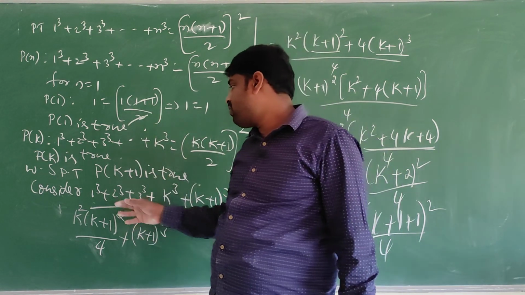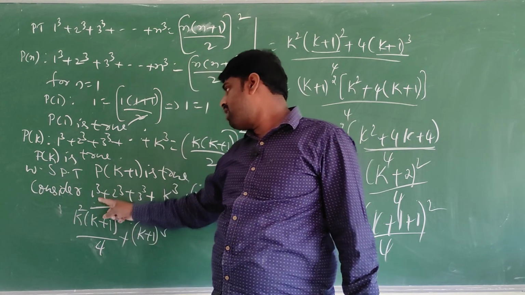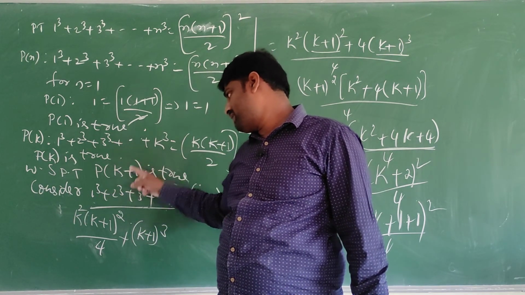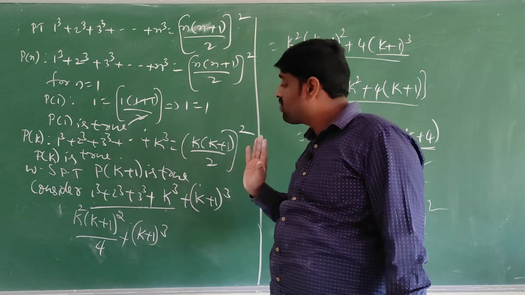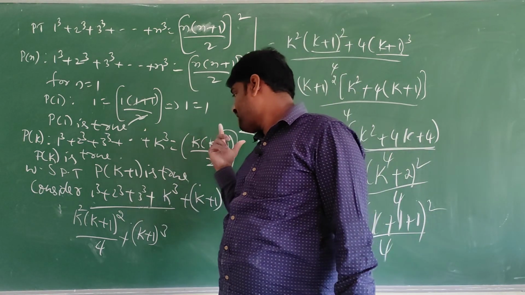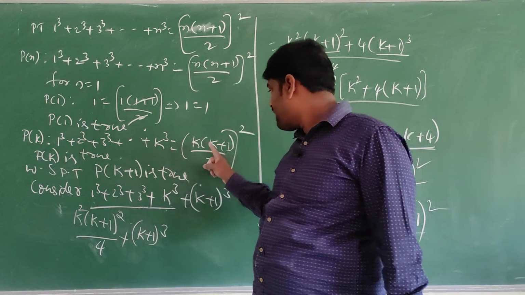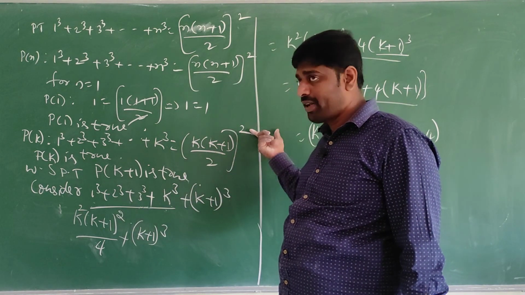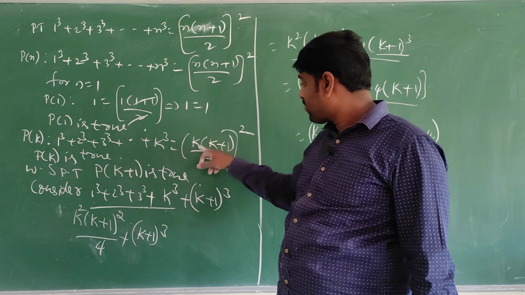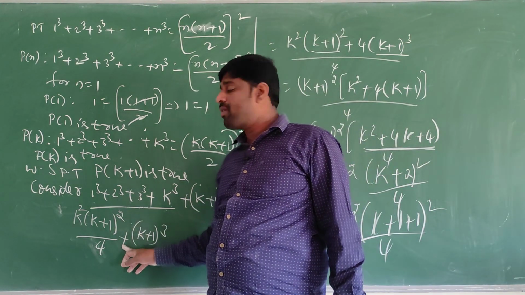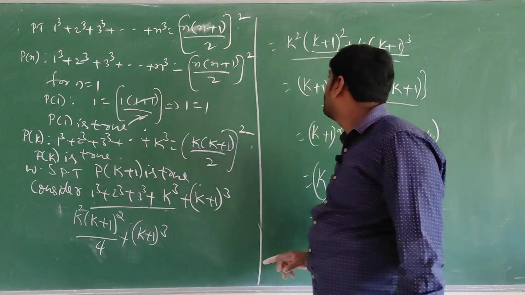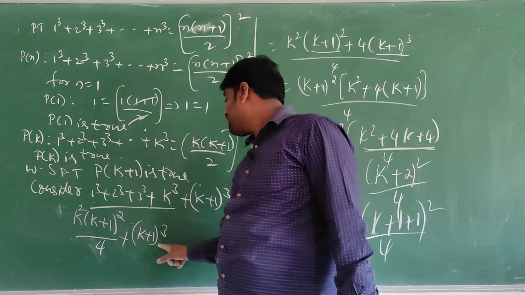From here, once again observe: consider 1 cube plus 2 cube plus 3 cube plus so on plus k cube plus k plus 1 whole cube. Substitute this value, here k into k plus 1 divided by 2 whole square. This can be written as k square into k plus 1 whole square divided by 4 plus k plus 1 whole cube. Taking LCM.